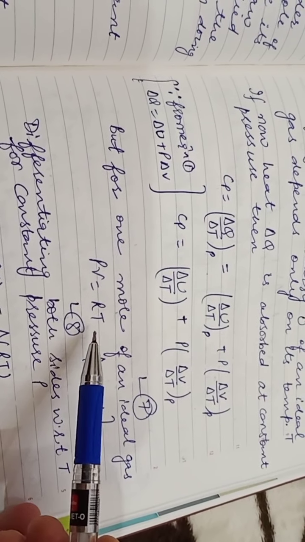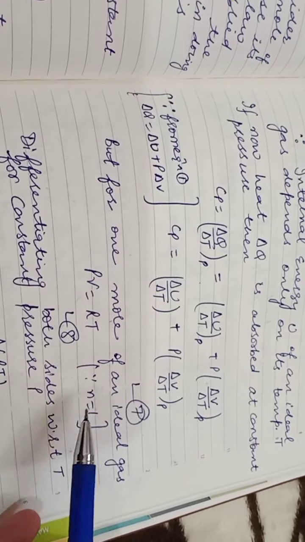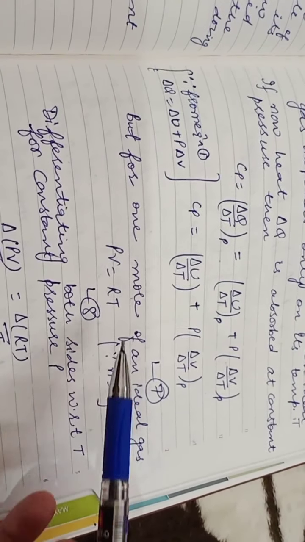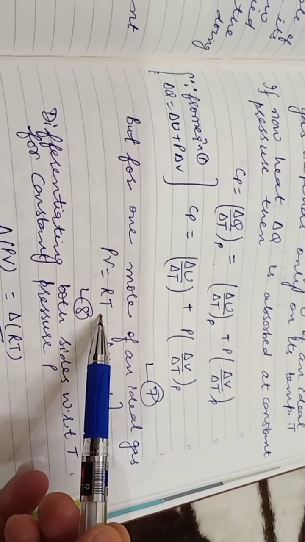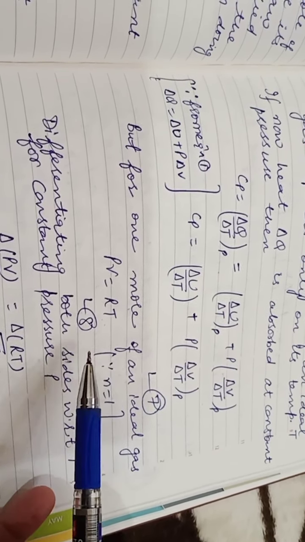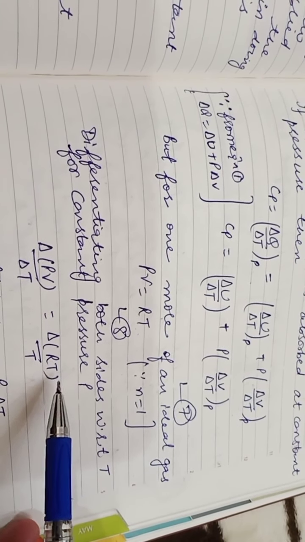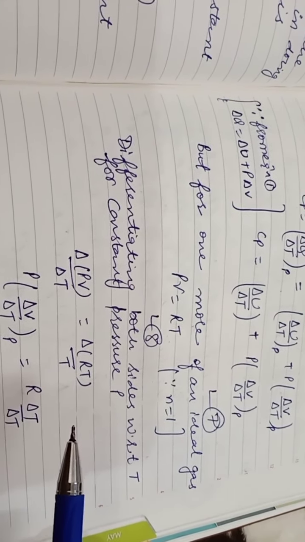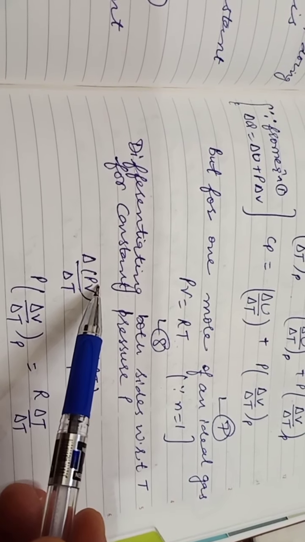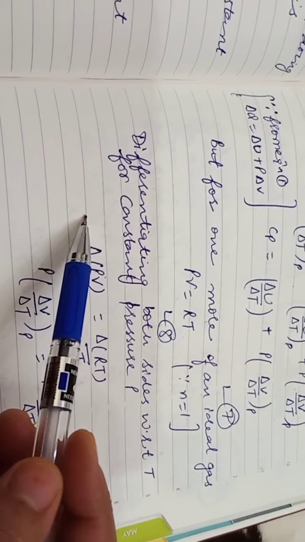Now according to the ideal gas equation, PV is equal to nRT, where n is equal to 1 for 1 mole of an ideal gas. Now differentiate this equation on both sides with respect to T for constant pressure P. So we get delta PV upon delta T, which is equal to delta RT upon delta T. Clear? So here pressure is constant, so we can take this out of this change, out of this differentiation.